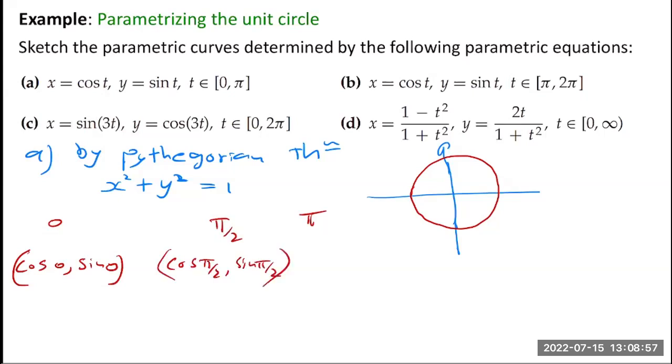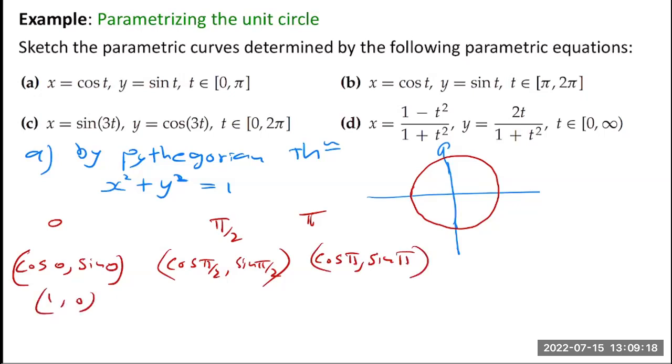To find the corresponding point, because x is given by cosine t and y is given by sine t, I plug in pi over 2 in the parametric equations to find the corresponding point. And then when t is pi, you get cosine pi, comma, sine pi. Now we can evaluate these points. This is 1, comma 0, of course.